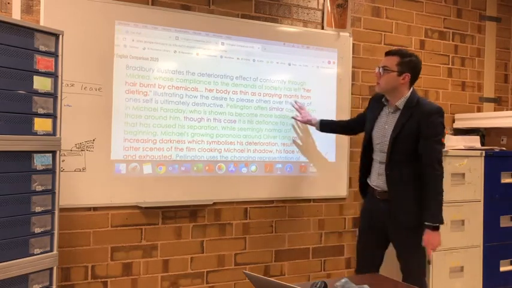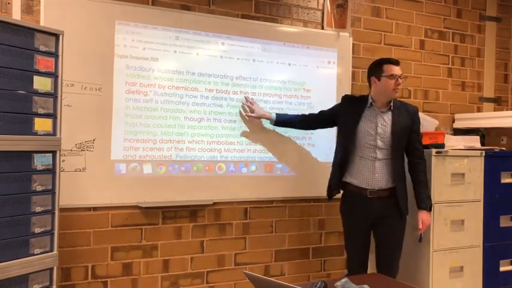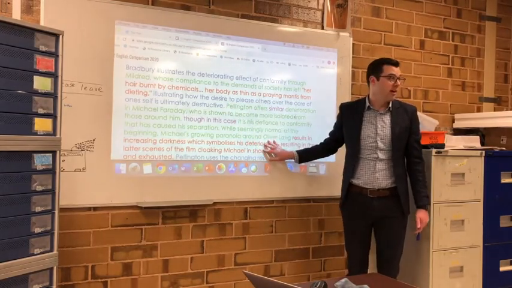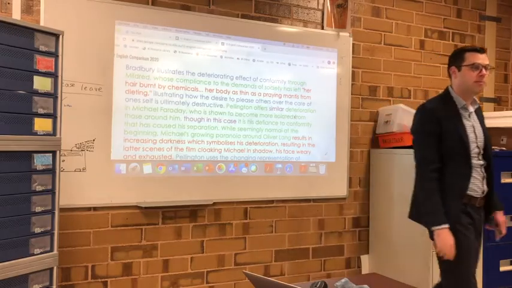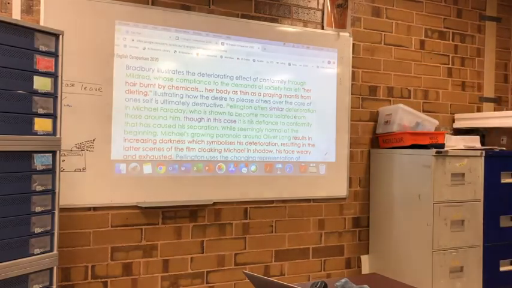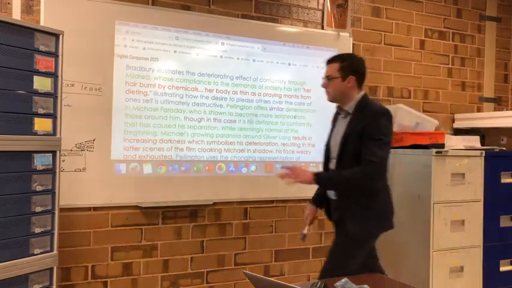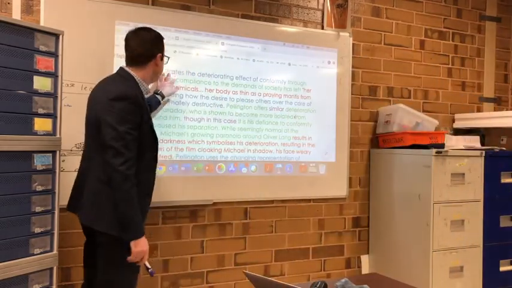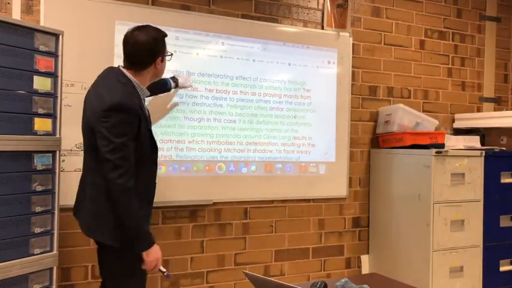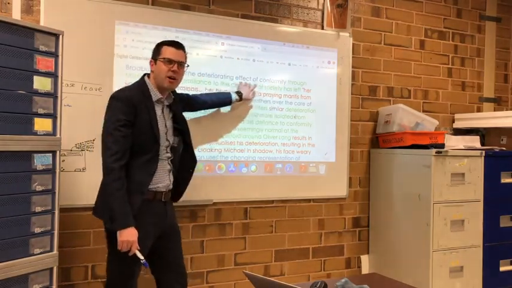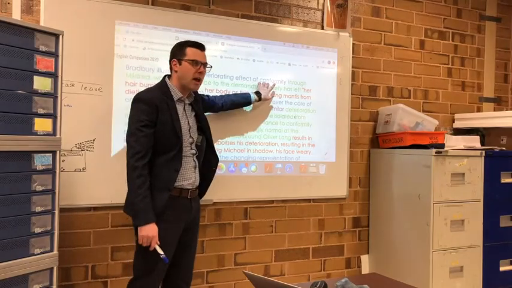You might be able to see it on your screen, but notice how I've colour-coded it the same way, but this is comparative. And I've used an extra colour, purple, and that colour represents what? Comparative language. Great. So, same thing, connection. I started with connection here. Bradbury illustrates the deteriorating effect of conformity. So that's my idea, that's my why.